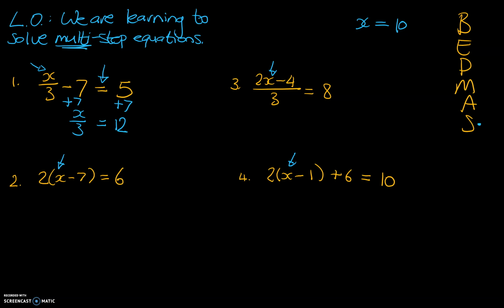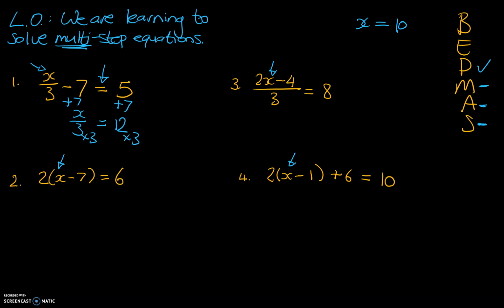Once we've done one step, we need to start at our BEDMAS again. Is there any subtraction left? No. Is there any addition? I can't see any addition there. Any multiplication? Still no multiplication. Division? Yes. So we have that x there. That x is being divided by 3, so we need to get rid of that divided by 3. And the opposite of a divide by 3 is a times 3. So we have to times both sides by 3.